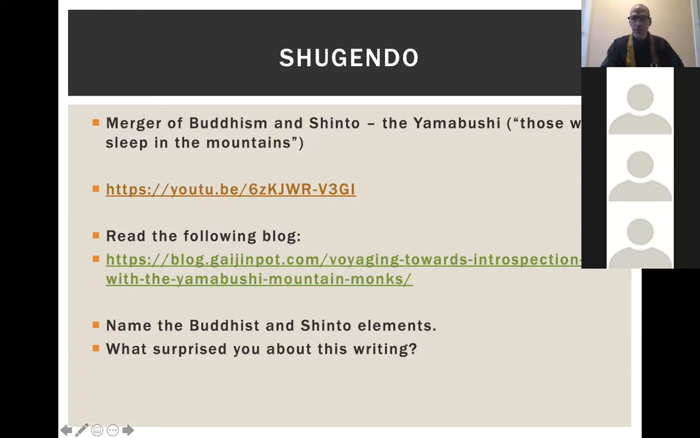Another place where Shintoism mixes in this medieval period with Buddhism is in what's called the Yamabushi, those who sleep in the mountains, or those who bow to the mountains. Yama meaning mountain, and bushi meaning to bow down to. So we're going to watch a short video that interviews a Yamabushi, and he gives you the sense of this intersection of Buddhism and Shinto.